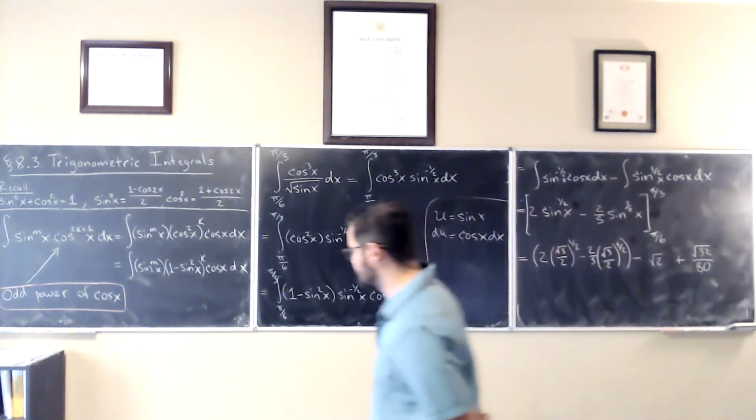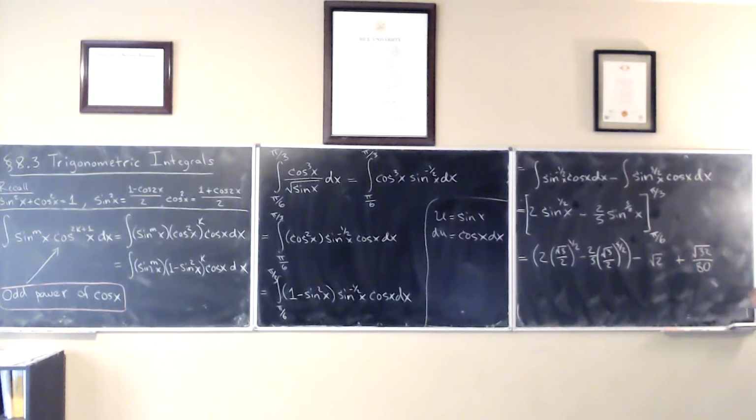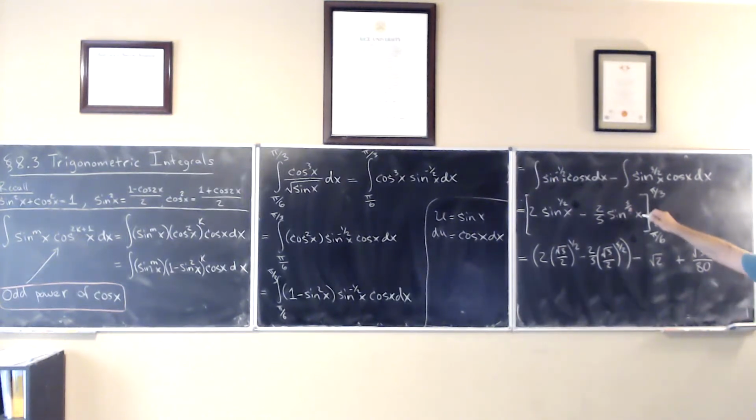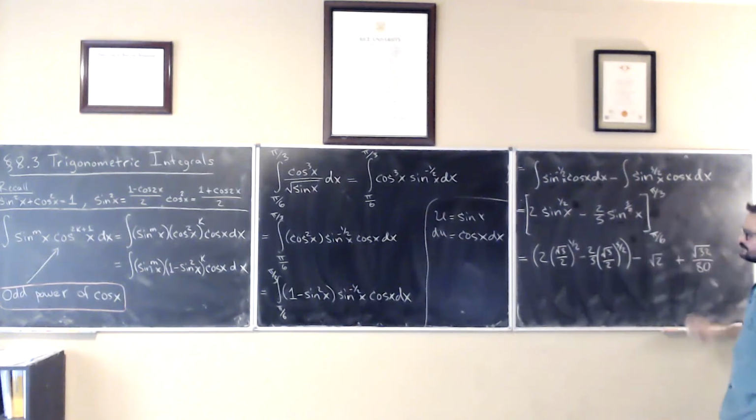I know pi over 6 is 1/2. So sine of pi over 6 is 1/2 to the power 5/2. That's why. When you plug in a half raised to 5/2, that's how you get these numbers. So no, that's perfectly fine.